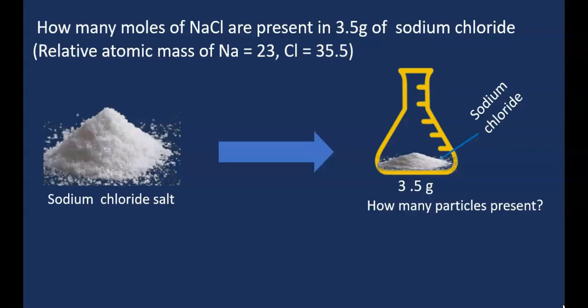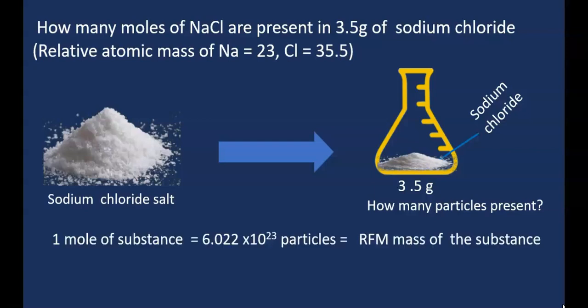Another way involves using the moles. This entails counting the number of particles. It is very typical in chemistry to quantify the amount of substances using moles, for example, when we are calculating the amount of reactants and products in a reaction. 1 mole of a substance contains 6.022 times 10 to the power 23 particles. And these particles have a mass in grams, which is equivalent to the relative formula mass of the substance.